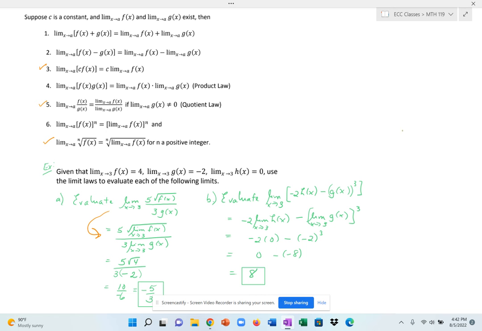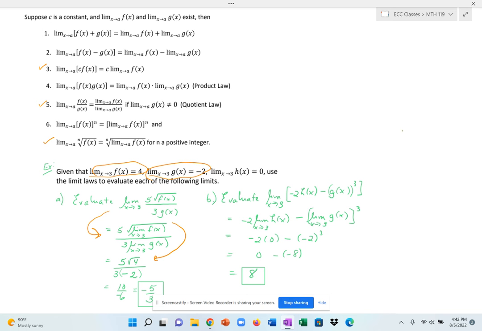So instead of just having one limit on the outside like we had in the original problem, I now have a limit inside of the radical and a limit inside in the denominator after the coefficient of 3. So now I can plug in what I know. We know what this limit is. It's equal to 4, so that becomes a 4.